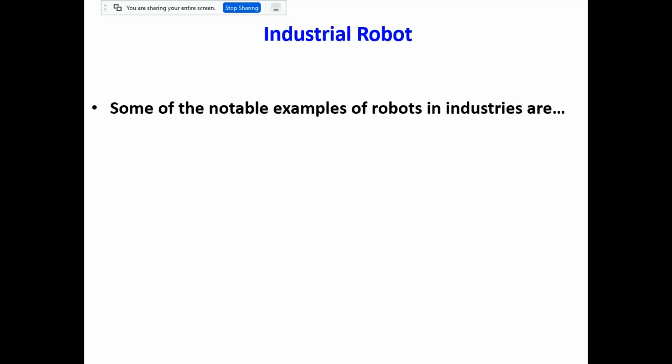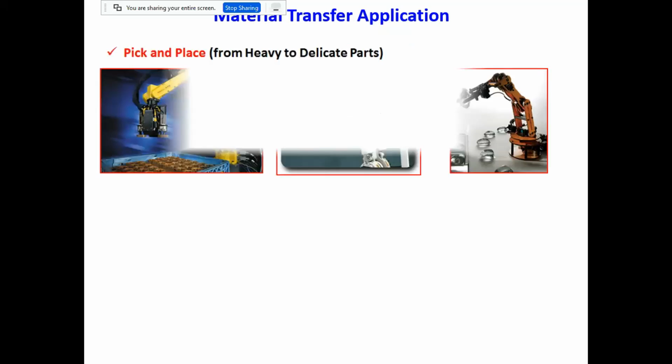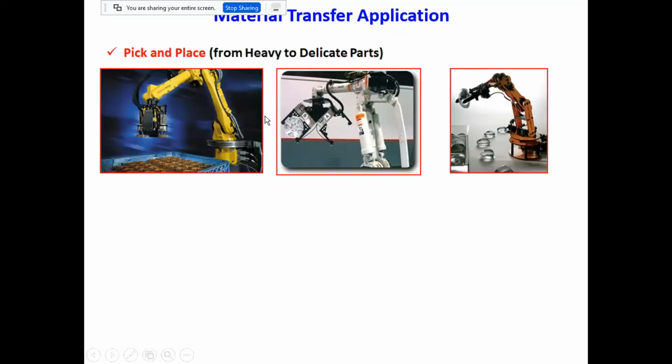Now you'll see, friends, some of the notable examples of robots in industry very quickly. Material transfer application, what is it, friends? Pick and place. A low level of technology is sufficient here. If you supply the work parts in the proper orientation and proper position, robots will pick and place. But keep in mind that how much force we have to exert on the gripper is decided by the load carrying capacity. Here you will see they are handling bulbs, very delicate parts, meaning robots can handle very heavy to delicate parts. There are so many sensors and actuators embedded in the machines.